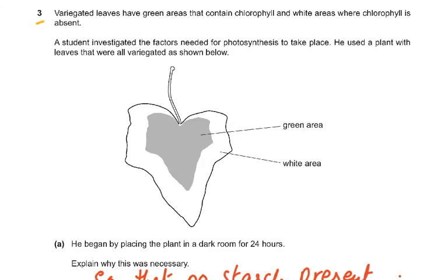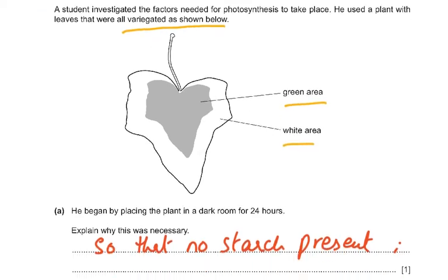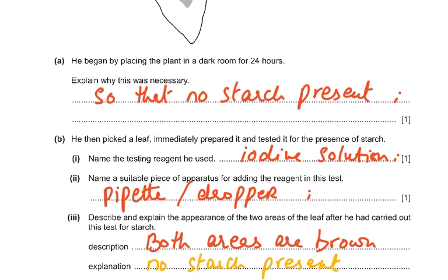And we move on to question number 3. Variegated leaves have green areas that contain chlorophyll and white areas where chlorophyll is absent. A student investigated the factors needed for photosynthesis to take place. He used a plant with leaves that were all variegated as shown below. So there's a green area and there's a white area. He began by placing the plant in a dark room for 24 hours; explain why this was necessary.